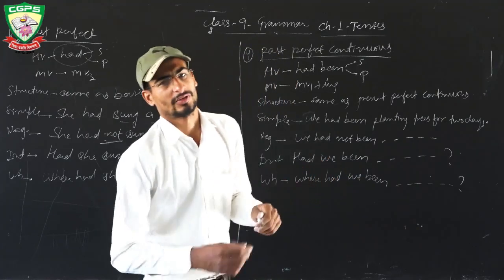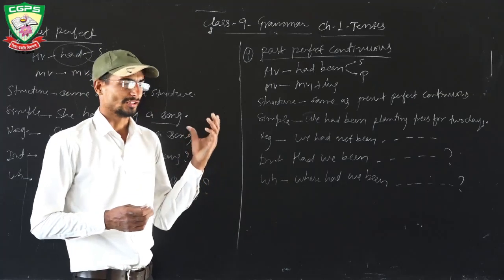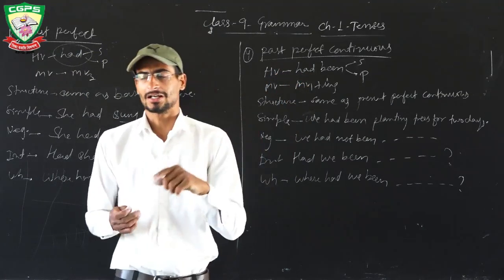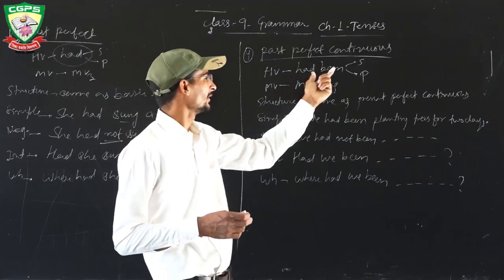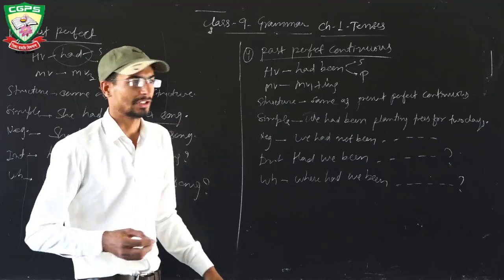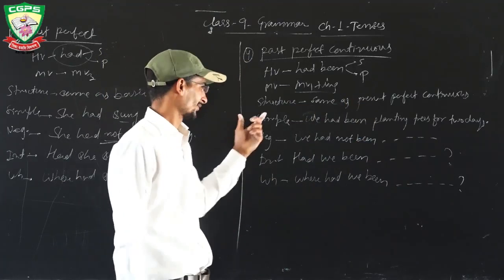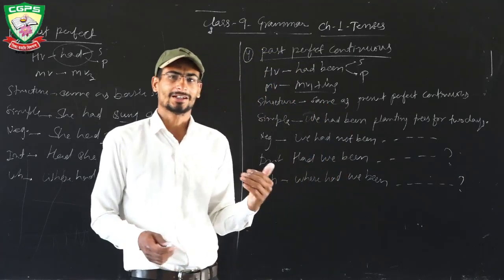Next is past perfect continuous. This is also similar to present perfect continuous, just the change of helping verb. Helping verb is had been, whereas there it was has been and have been. Has been for singular, have been for plural. Here had been is for singular as well as plural. Main verb first form plus ing, similar to continuous. Structure same as present perfect continuous. So I am not writing the structure.